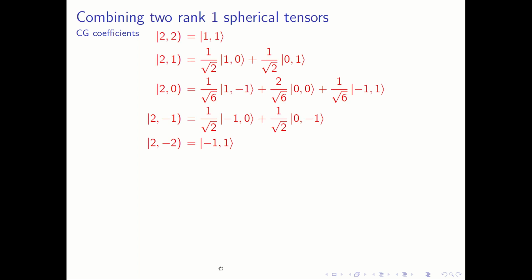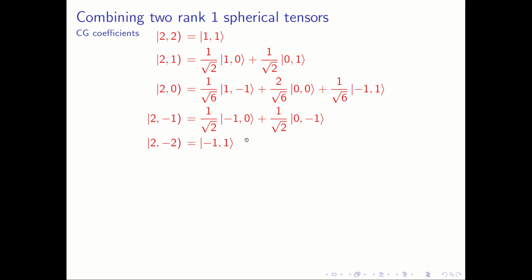So these are the j equal to 2 eigenstates. You can work all of them out yourself, it's pretty straightforward, or you can just look them up in a table. Of course, when I say these are the Clebsch-Gordan coefficients, I mean the non-zero ones are the ones you can see here in front of the states.